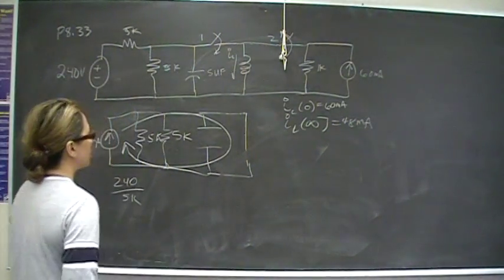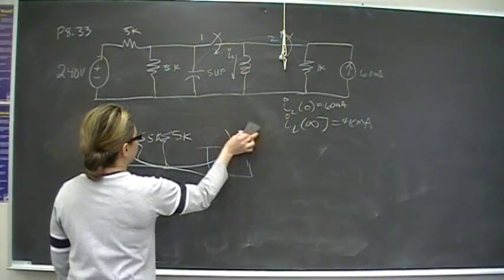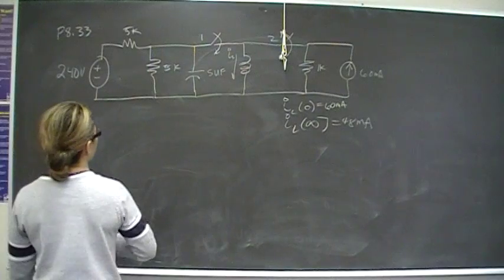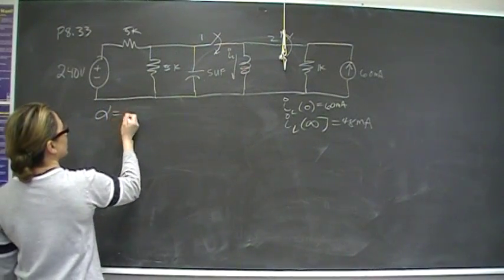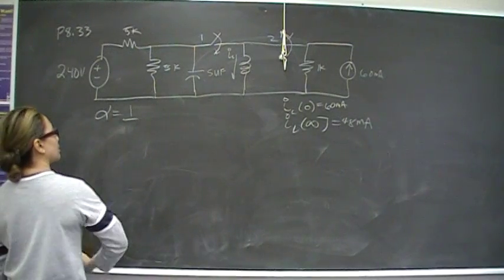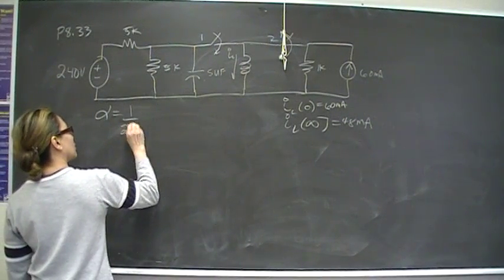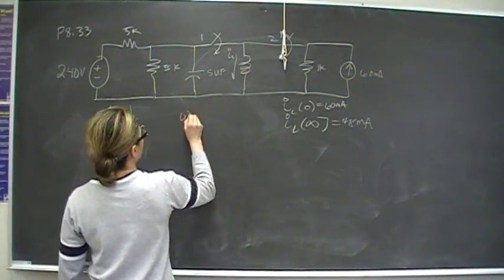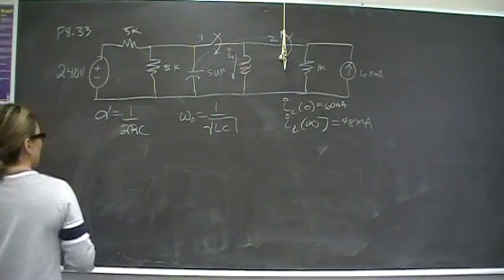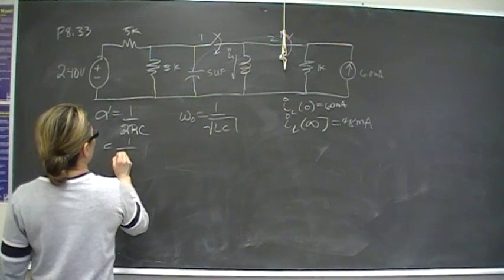Those values we need. Now we need to take a look at damping, and that requires just looking at alpha and omega naught. So what's alpha? 1 over 2RC. Omega naught is 1 over root LC.